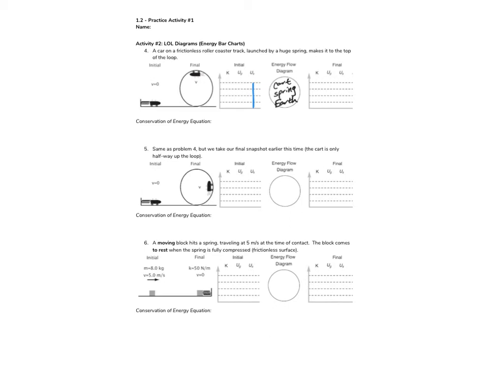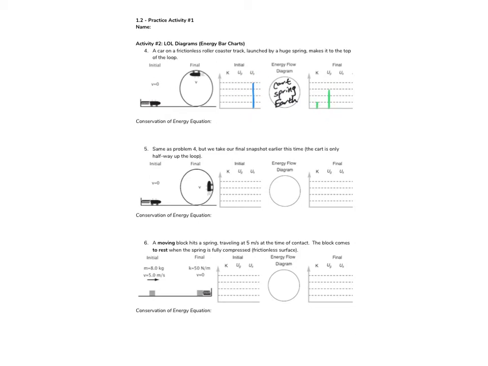Now our final, we see that our cart is now at some height above the ground and it's moving. So what does that mean? That means that that elastic potential energy has gotten transferred to the kinetic and the gravitational potential account. So what that should look like, it should look something like this.